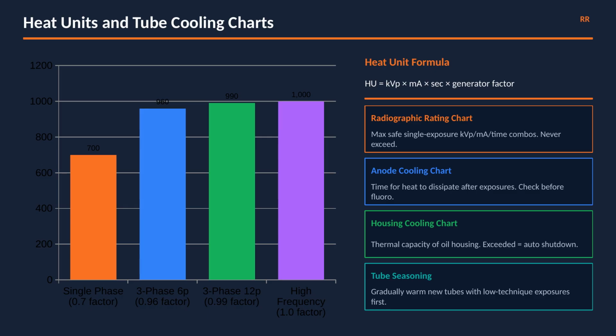On this chart, you can see how generator type affects heat unit output for the same technique settings. High frequency generators use a factor of 1.0, they deliver the full calculated heat unit value. Single-phase generators use a factor of 0.7, meaning they're less efficient. More on generators in Lesson 3.